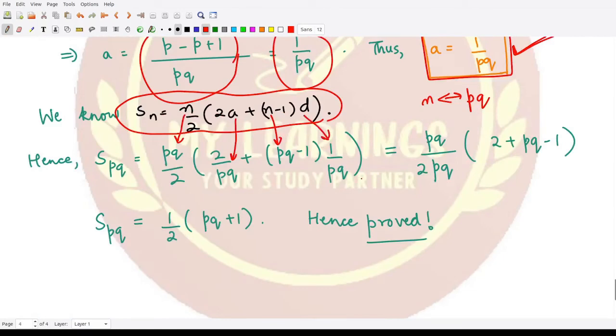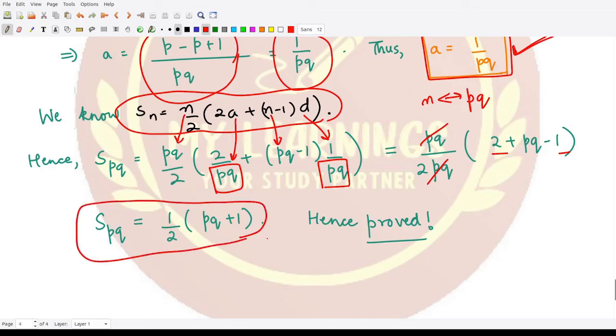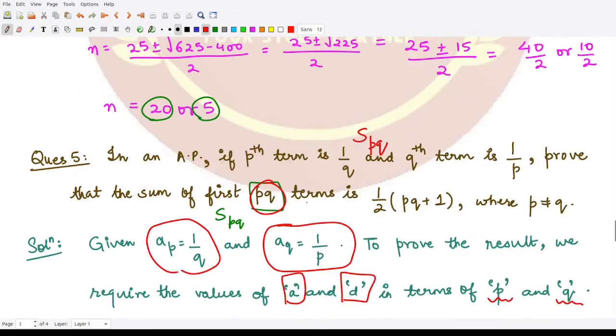Here you can simplify this. You can take 1 by PQ common from both the terms and take it outside, so that PQ cancels. You are left with 2 plus PQ minus 1, and on the outside you are left with 1 by 2 of this whole term. So 2 minus 1 is 1, so we would have 1 by 2 times (PQ plus 1). So this is the sum of the first PQ terms in terms of P and Q, and this is what we wanted to show here, that the sum of the first PQ terms is equal to 1 by 2 of (PQ plus 1).